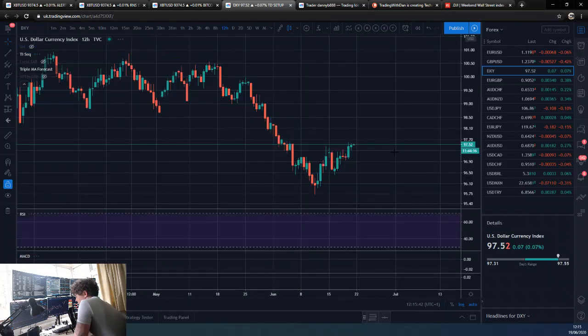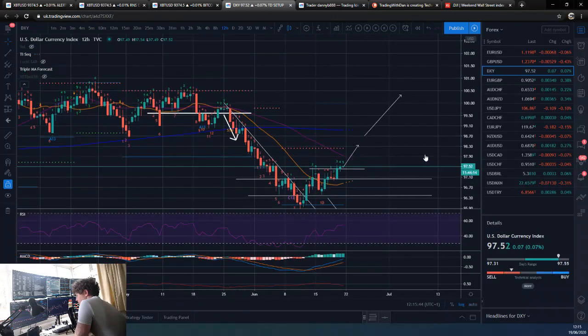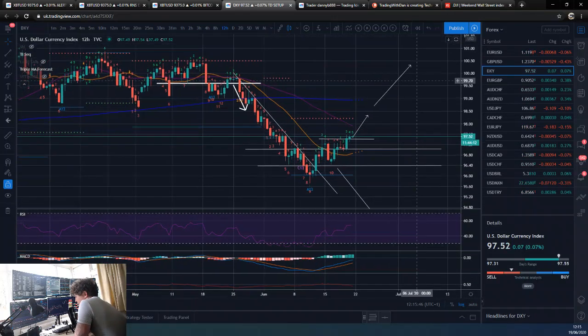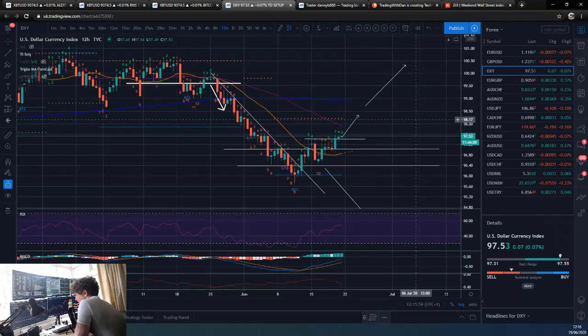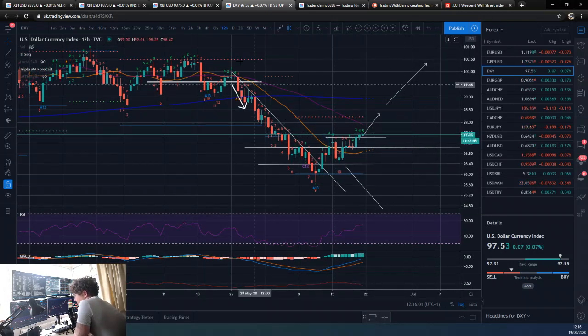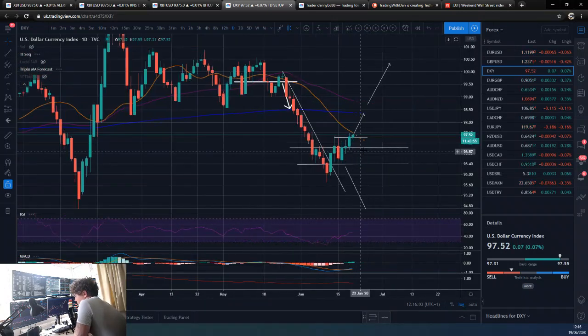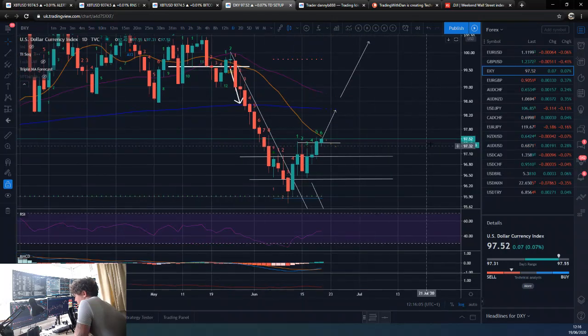Dollar index looks like it's strengthening up here. We can see it breaking up above these levels. We sort of faked out above this one, came back down, tested the bottom side, got supported, and now we're moving onwards and upwards. So this is looking bullish to me. Obviously we're going to test some upside now.